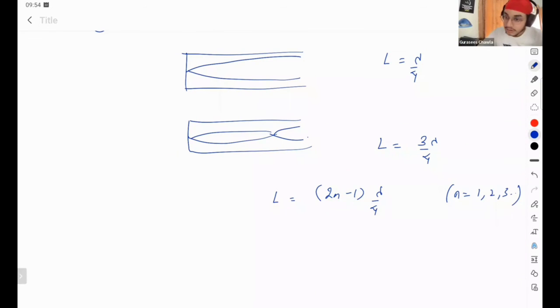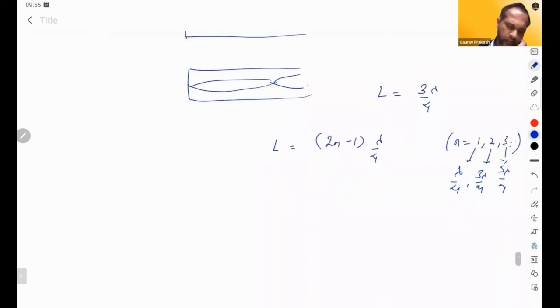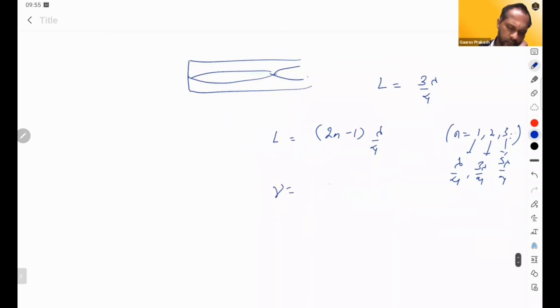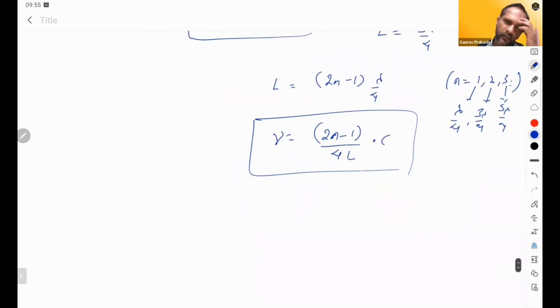हाँ right. तो 1 पुट करेंगे तो ये हो जाएगा लैम्डा बाई 4. 2 पुट करेंगे तो ये हो जाएगा 3 लैम्डा बाई 4. 3 पुट करेंगे तो ये हो जाएगा 5 लैम्डा बाई 4. सो ऑन. तो 1, 3, 5 हो ही गया. ठीक है. तो आई कैन से दैट फ्रीक्वेंसी इज, इस तरह से हो जाएगा (2n minus 1) on 4L into C. These are the normal modes of vibration. Okay.